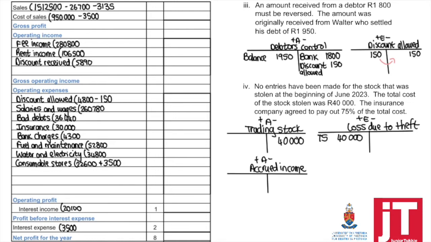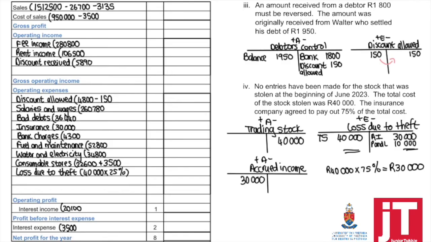Loss due to theft will be debited. What the insurance company is going to pay me out will go to accrued income. The difference is my loss, which is an expense to the business. You could have just said, if they're paying out 75%, 25% is the loss, so 40,000 times 25% means that our loss is 10,000. So look at the two options to get to the same answer.